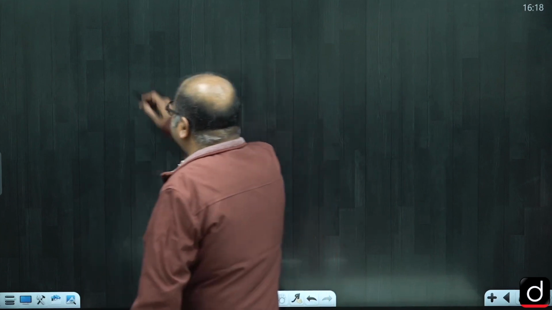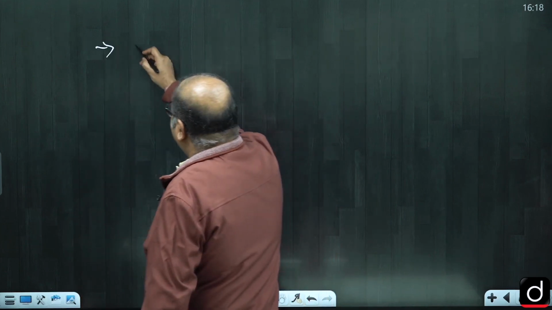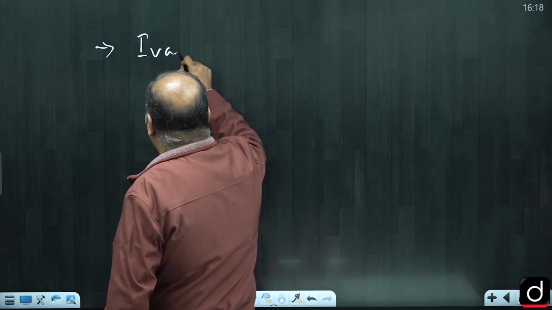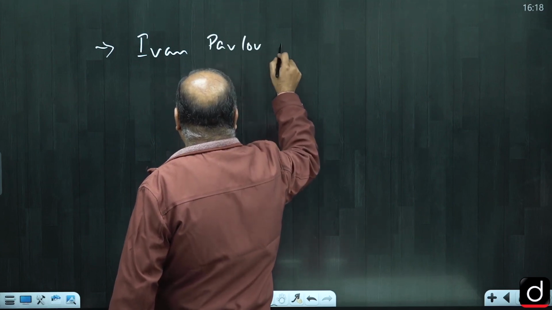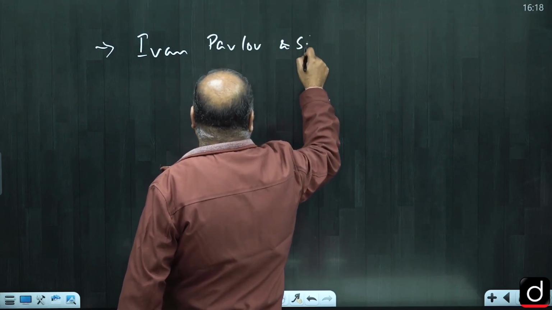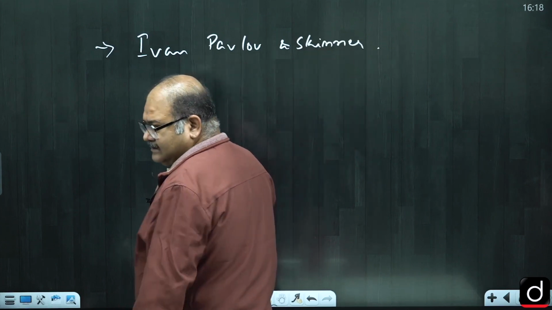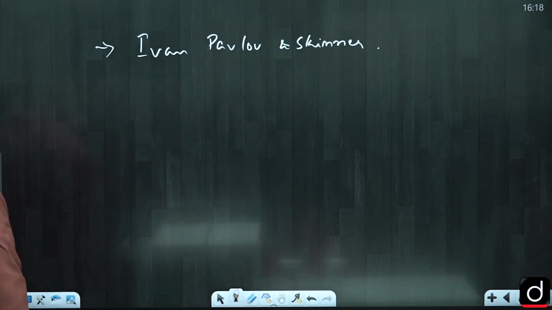सम अदर प्रोपोनेंट्स इन बिहेवियरिज्म वेयर इवान पैवलोव एंड स्किनर along with Watson, Pavlov, B.F. Skinner were some other proponents about whom we will learn in detail in the learning chapter.